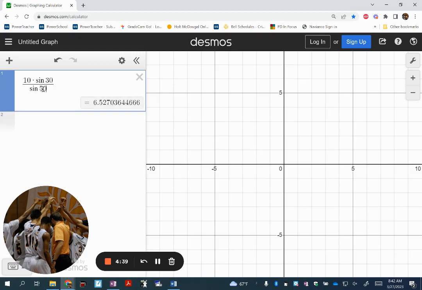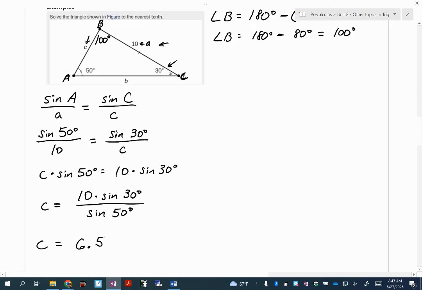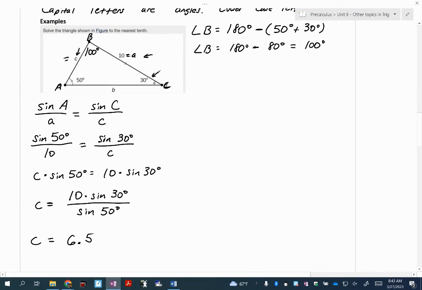So this is going to be approximately my side length for that missing piece that I just found, which is going to be 6.5 rounded to the nearest tenth. So C is approximately 6.5 units. Okay, now we have almost everything. This is C. So now my last thing to find is side length B.